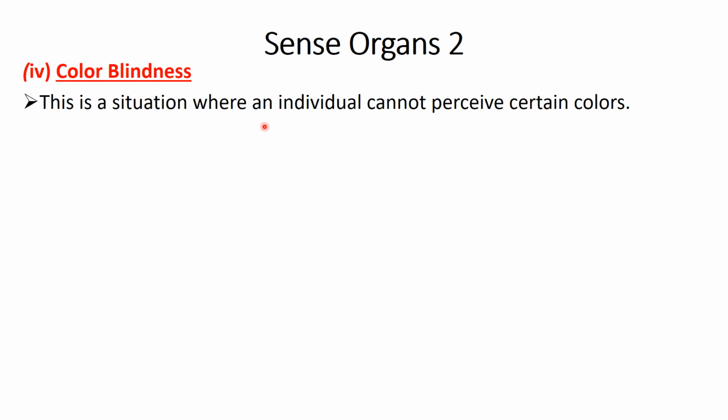The next is color blindness. This is a situation where an individual cannot perceive certain colors. Maybe they can only perceive three colors, maybe blue, green, and red. They cannot perceive other colors. So that's what color blindness is. Sometimes it can be where a certain color is perceived as a different color. So this is just a blindness where an individual can only perceive certain colors, not all the colors.